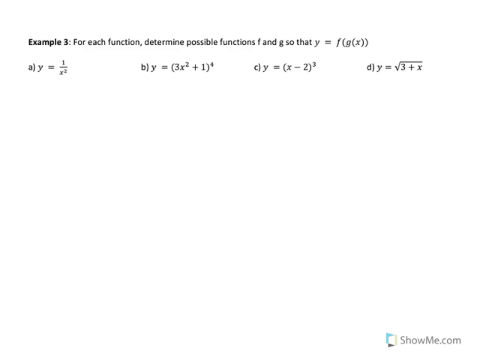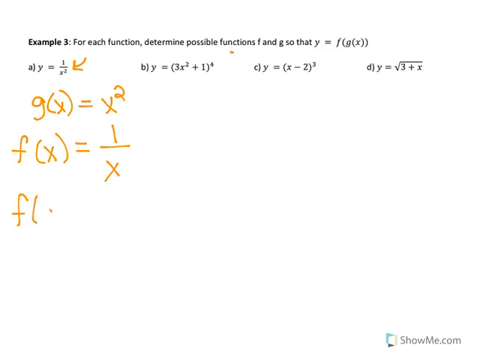Last example, for each function, determine possible functions for f and g so that f of g of x is whatever it tells you. Okay, so we're going to work backwards. For the first one, I'm going to say g of x makes it x squared. It squares our number. And then f of x is going to make it into the reciprocal, so it's going to be 1 over x.